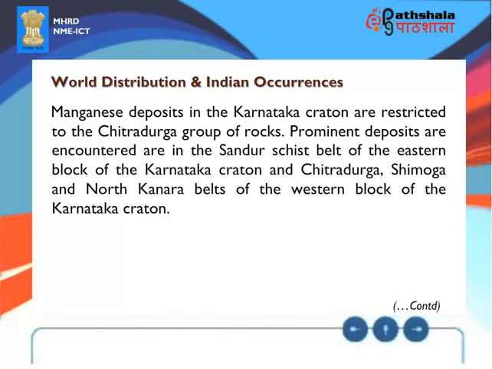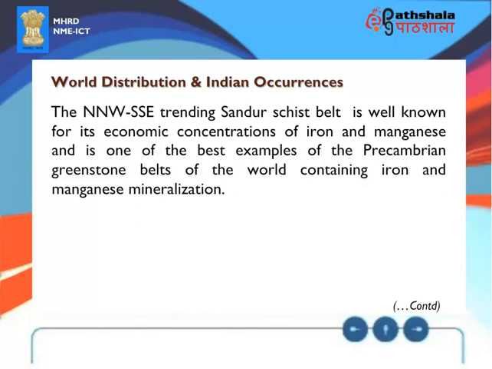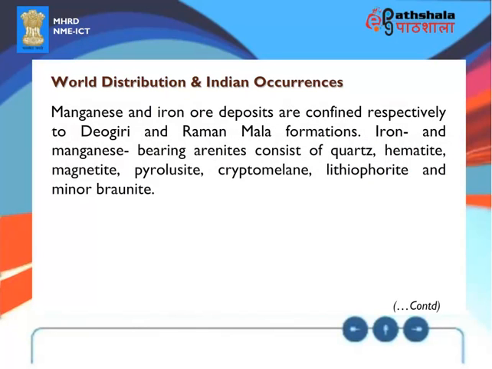Prominent deposits are encountered in the Sandur schist belt of the eastern block of the Karnataka craton and the Chitradurga, Shimoga, and North Kanara belts of the western block of the Karnataka craton. The north-northwest to south-southeast trending Sandur schist belt is well known for its economic concentrations of iron and manganese and is one of the best examples of the Precambrian greenstone belts of the world containing iron and manganese mineralization. Manganese and iron ore deposits are confined respectively to the Deogiri and Ramanmala formations.